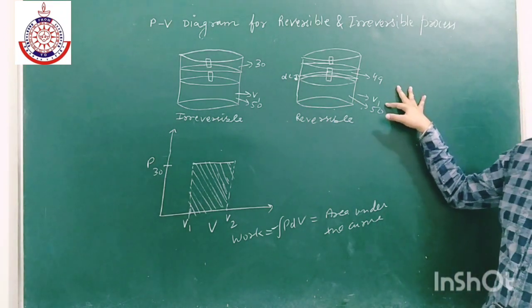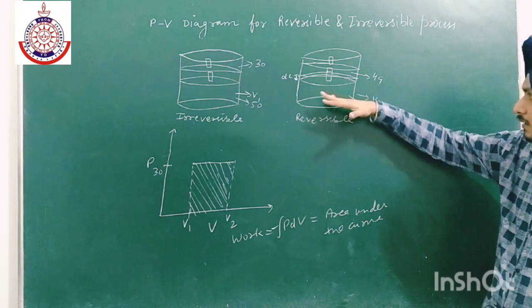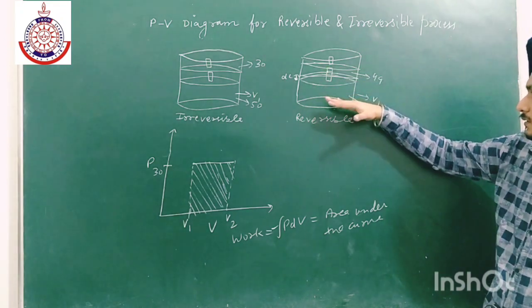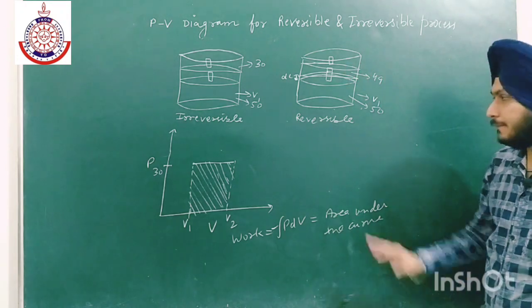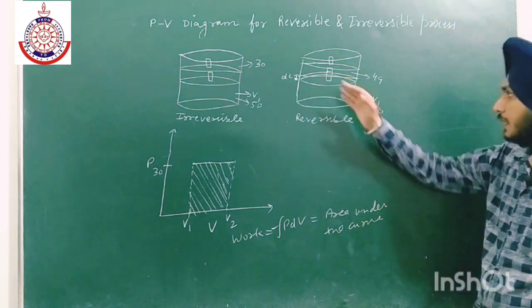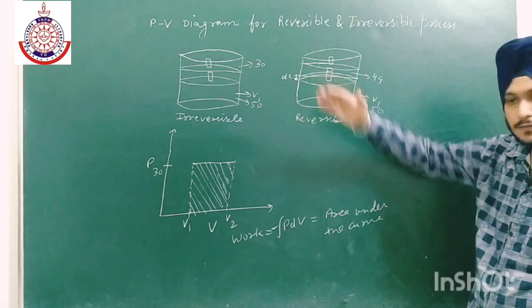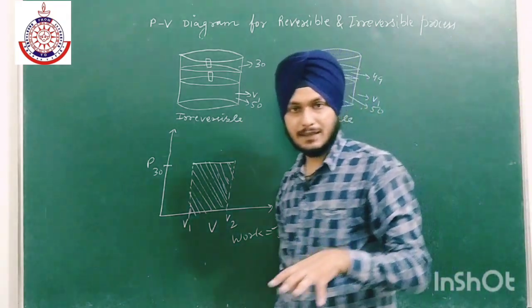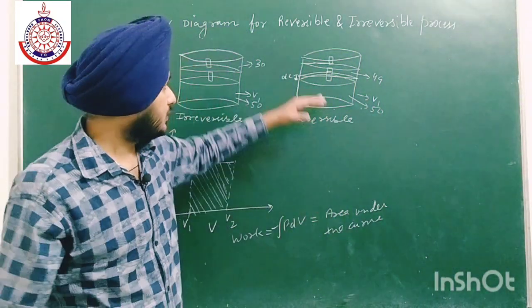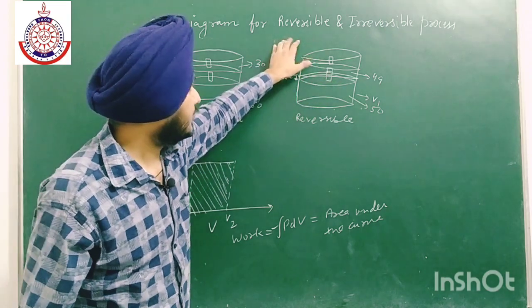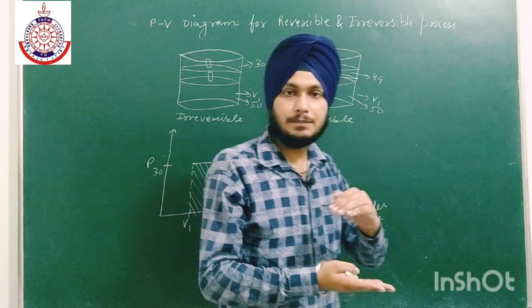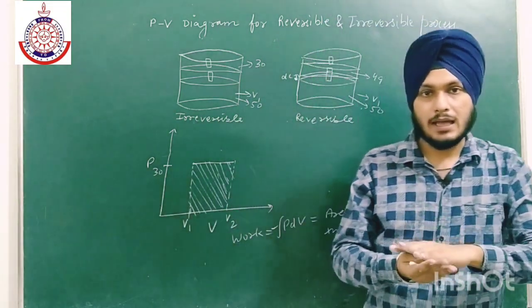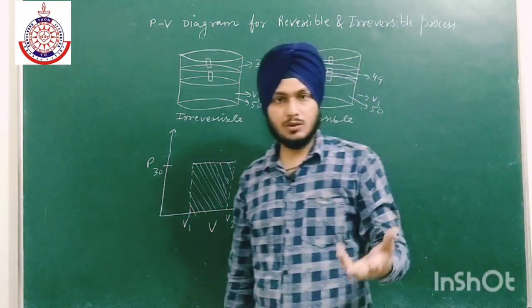not a large difference between P external and P internal. So what will happen? The gas will expand, and as soon as the pressure becomes 49, it will stop. So again, in order to expand the gas, we have to decrease the external pressure at each and every point, because in a reversible process there are a large number of steps, and after each step we have to decrease the external pressure in order to do expansion.